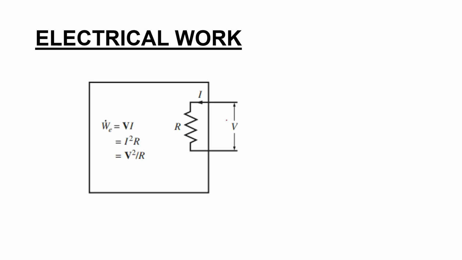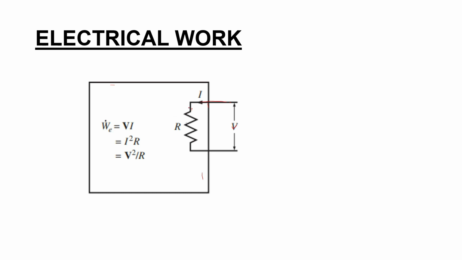Okay, so electrical work means, you can see that this is our system, and you have an electrical wire that is passing through the system. It has got a resistance R here. So you are applying a voltage here, and because of this voltage a current passes through this resistor. When the current passes, the resistor becomes hot, and energy from this resistor is transferred to the system in the form of heat.